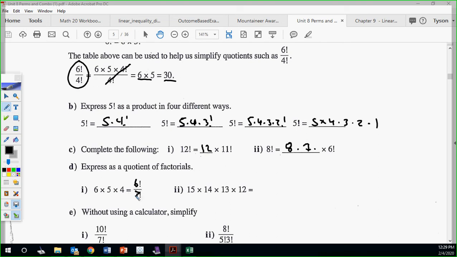Conversely here, 15 to 12. That means you have 15 factorial over 11 factorial. So the 11 would take off the other 11.